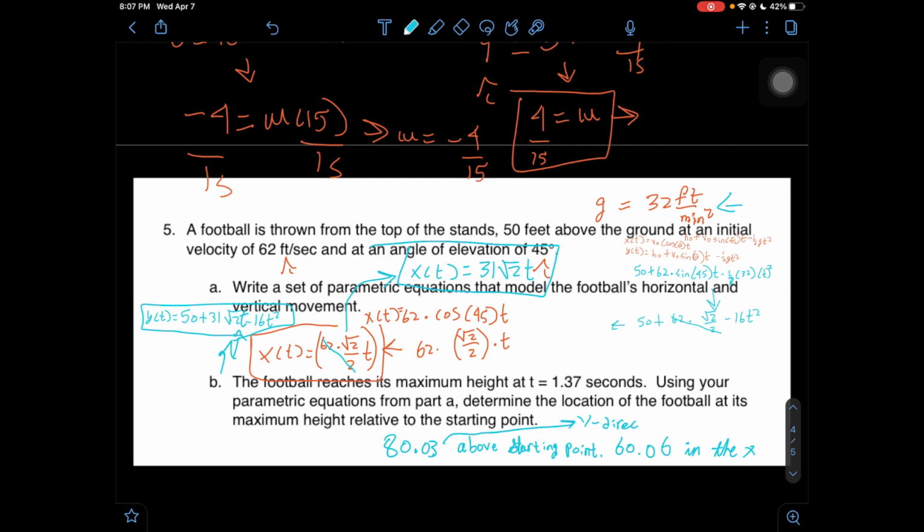So our equations were y of t equals 50 plus 31 times square root of 2 times t minus 16 t squared, and x of t equals 31 times the square root of 2 times t. And then we use those equations in order to solve b.